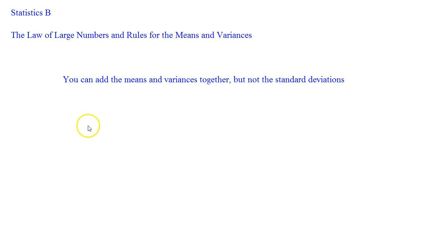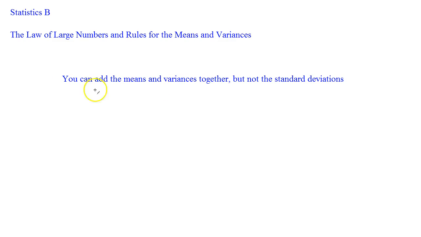Okay, now the rules are, here you go. It's pretty simple. You can add the means together of two random variable sets. So, for example, if you have one variable set where you know the mean and then another one that you know the mean as well, you can add these two together for a new mean of a new set. Oh, that is an ugly mu. Okay, there we go. And this is how it's actually written, as mu sub x plus y.